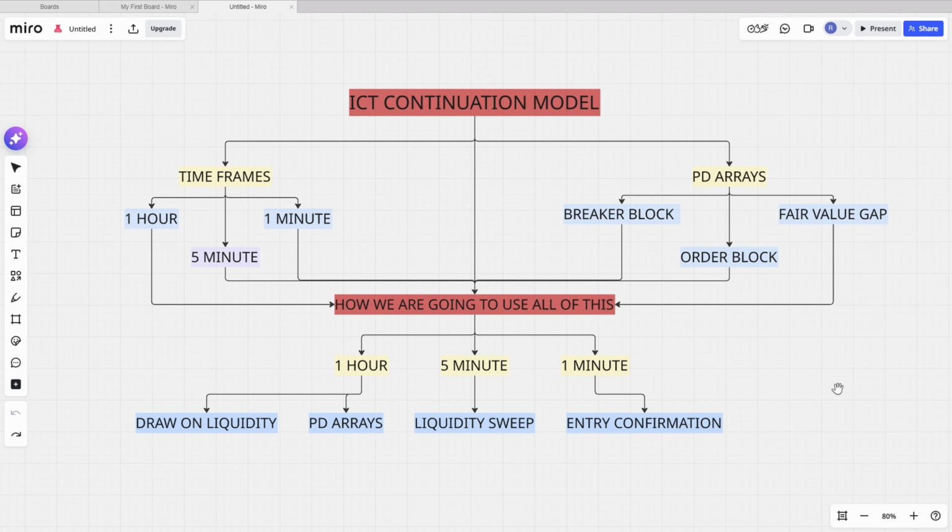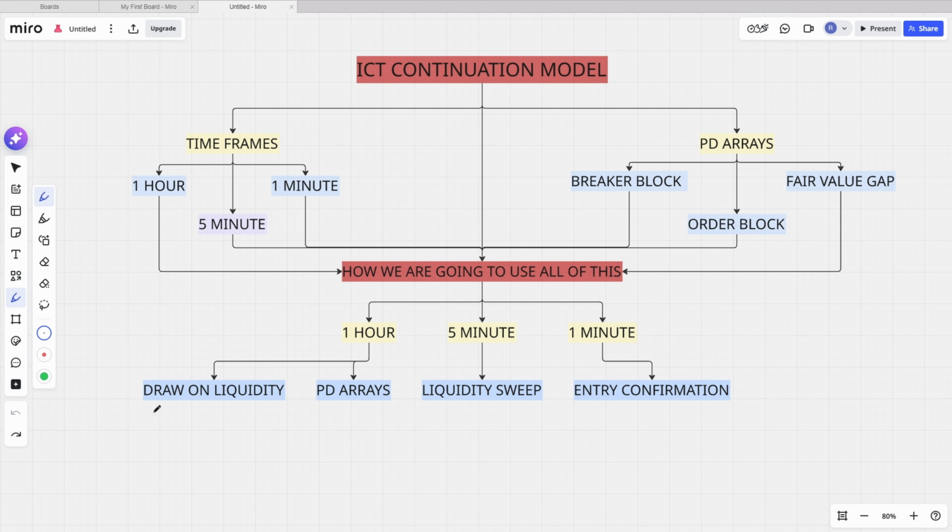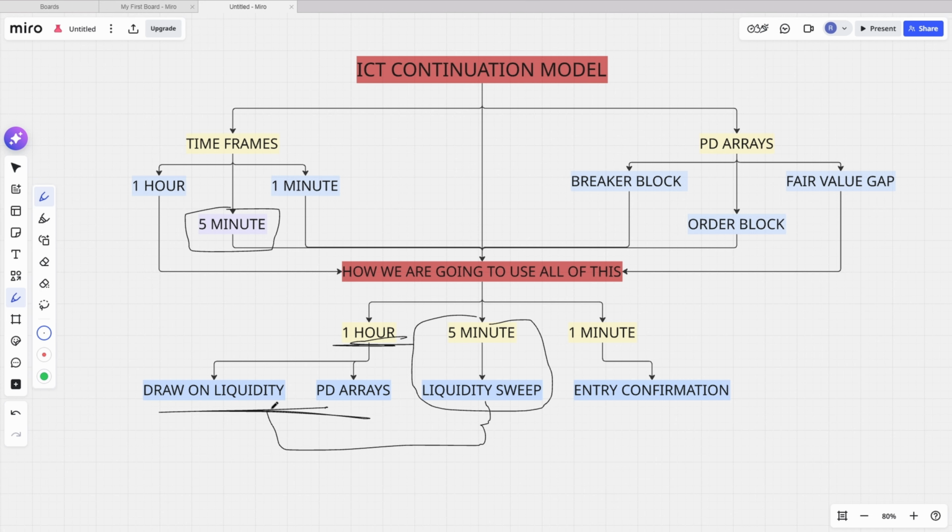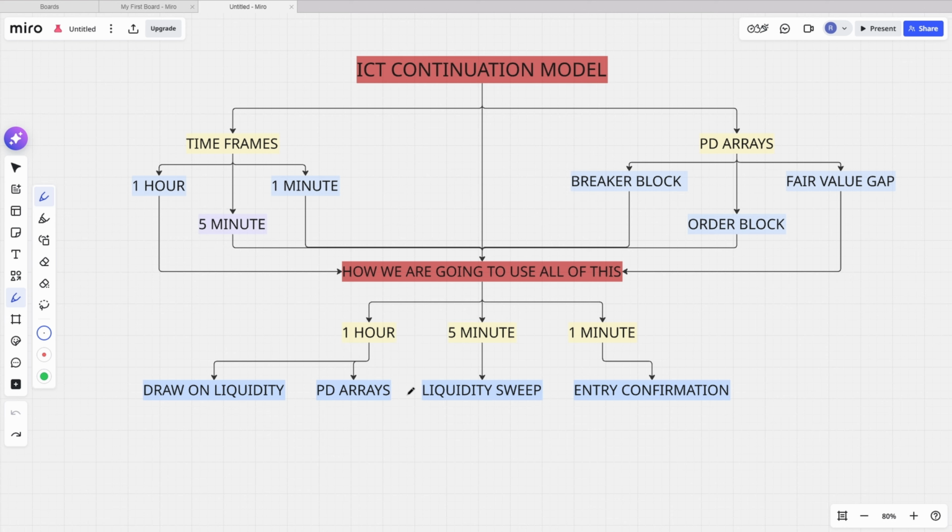After the draw on liquidity and price delivery arrays have been fully aligned on the 1-hour time frame, the model transitions to the 5-minute time frame. The 5-minute time frame is not used to redefine bias or to introduce new objectives. Its only purpose is to observe how price reacts when it returns to the higher time frame point of interest. On the 5-minute time frame, the model waits patiently for price to retrace back into the price delivery array that was previously marked on the 1-hour time frame. No action is taken before price enters this area. If price does not retrace into the higher time frame price delivery array, no trade is considered.